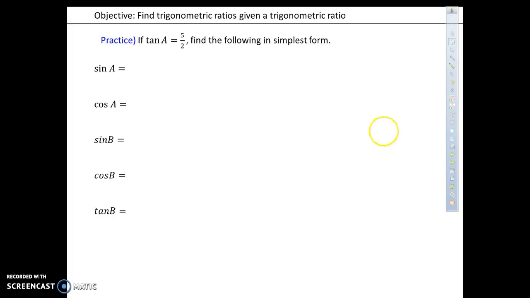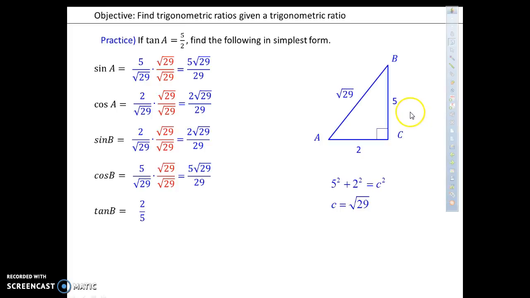Okay, hopefully you have paused the video and tried this guy. Given tangent of A is equal to 5 over 2, these are the values that you should have gotten. On this one, you have a lot of rationalizing to do due to the radical 29 being the hypotenuse. That happens if you have a radical over here. The good thing is that we don't have to reduce too much because of 29 being prime, right? These guys don't reduce. Okay, so hopefully you got those.